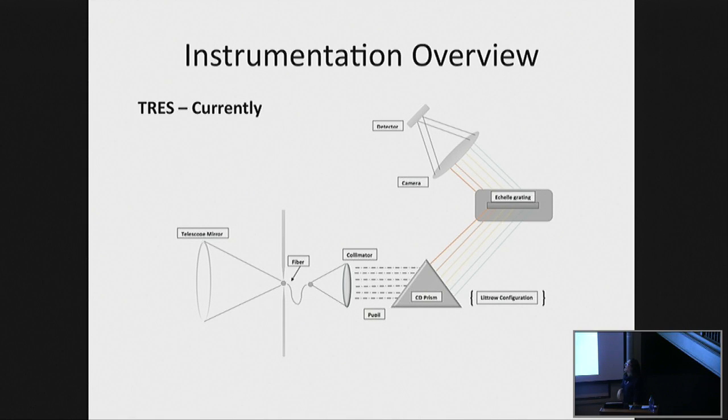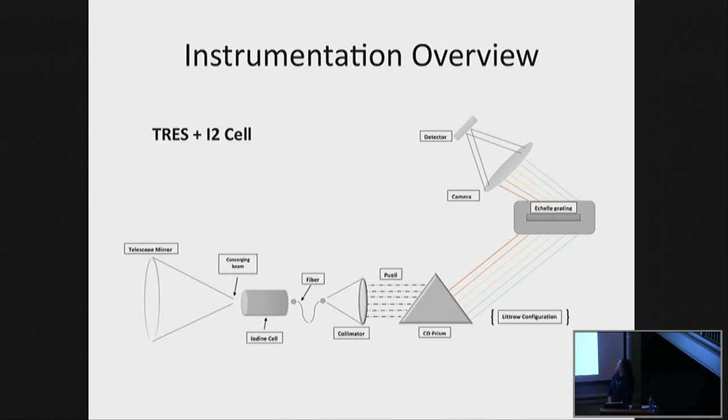And that means that the light that is coming into the telescope mirror is going to traverse a slightly different path through the spectrograph from that coming from the stellar beam. So this is exactly what we're trying to avoid by installing the iodine cell. The iodine cell is going to go in between the converging beam and the fiber. And what it's going to do is allow us to take both reference and stellar spectra at the same time.